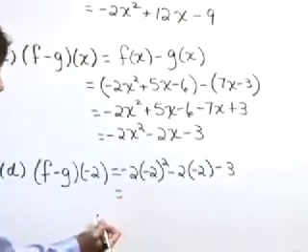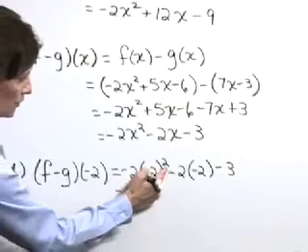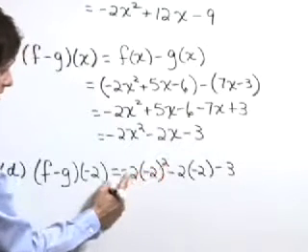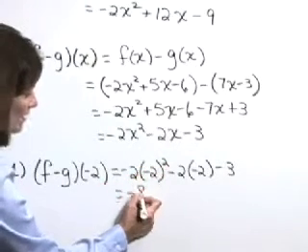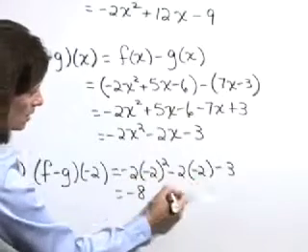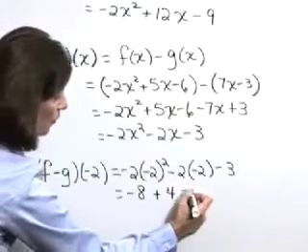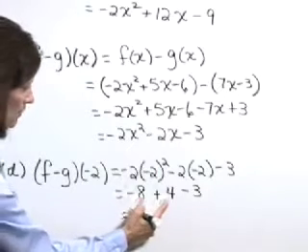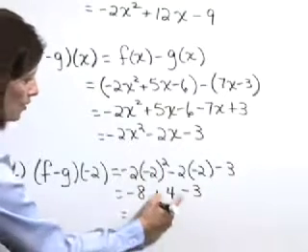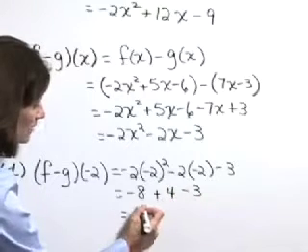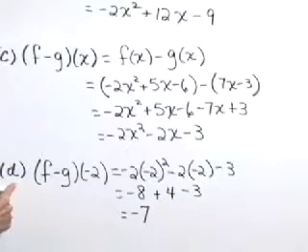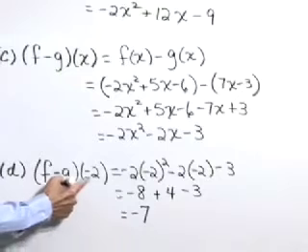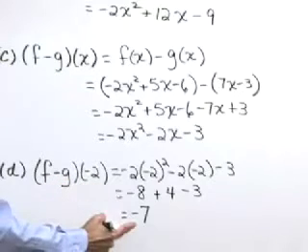Let's clean this up. Negative 2 squared is 4 times negative 2 gives negative 8. Our middle term is a positive 4. Lastly, a minus 3. Negative 8 plus 4 is a negative 4, and a negative 3 gives negative 7. So in part D, f minus g of negative 2 is equal to negative 7.